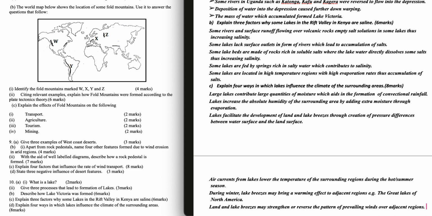Air currents from lakes lower the temperature of the surrounding regions during the summer. During winter, lake breezes may bring a warming effect to adjacent regions, for example, the Great Lakes of North America. Land and lake breezes may strengthen or reverse the pattern of prevailing winds over adjacent regions.